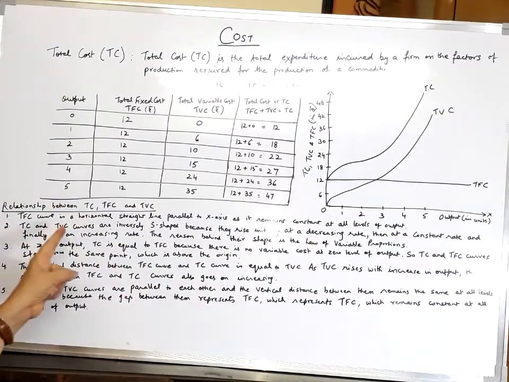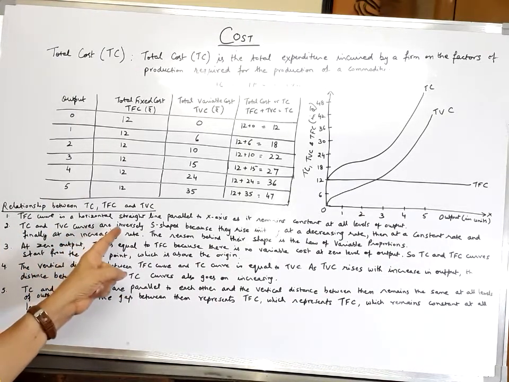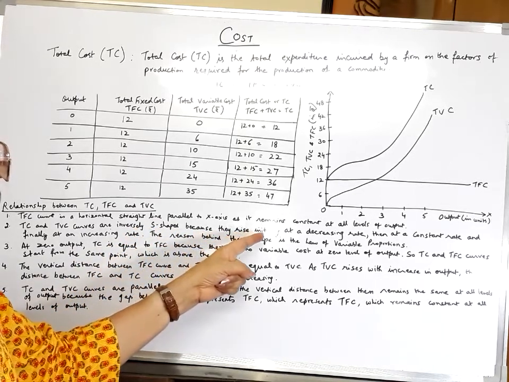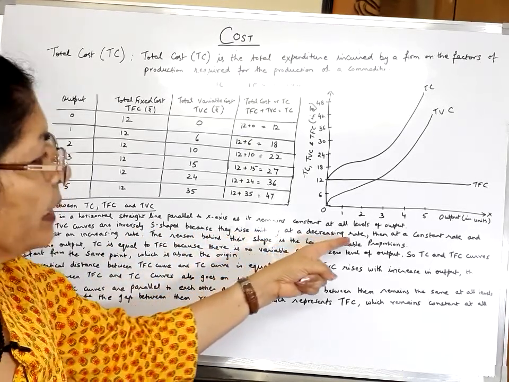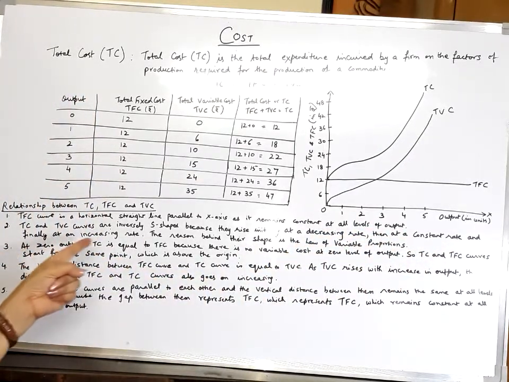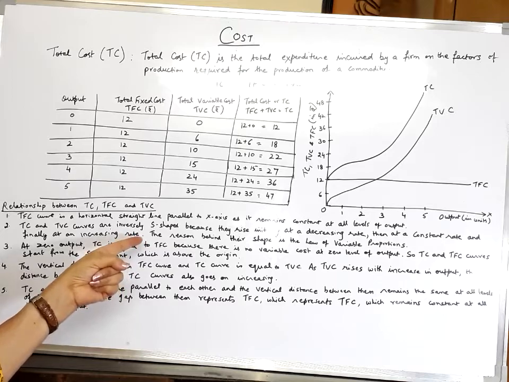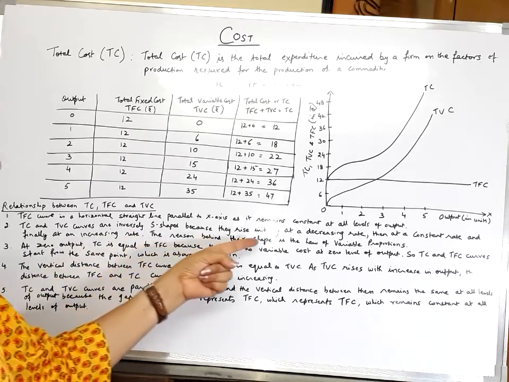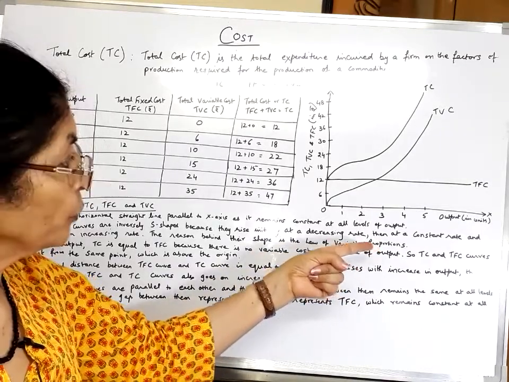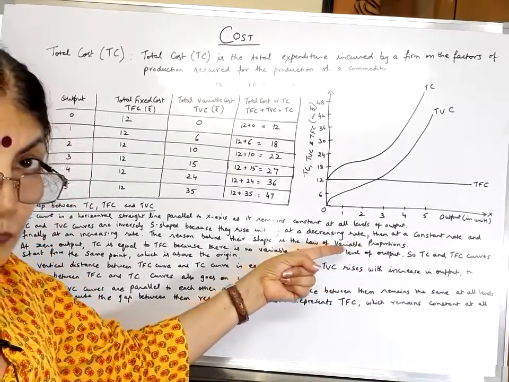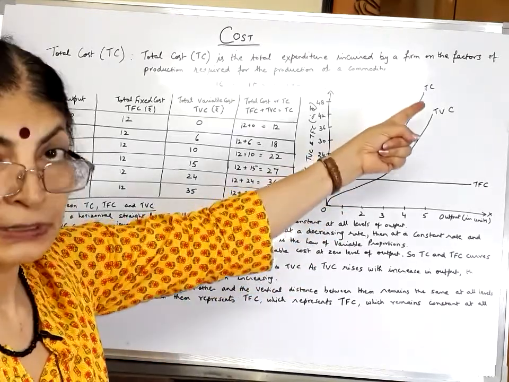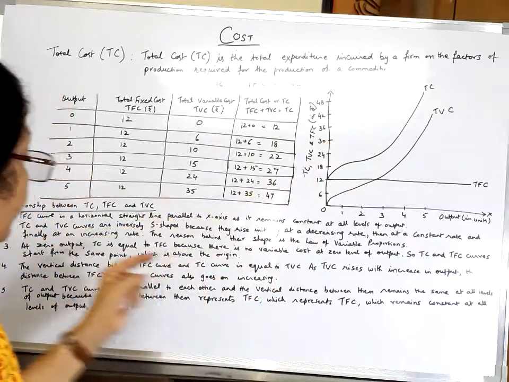Second one, total cost and total variable cost curves are inversely S-shaped because they rise initially at a decreasing rate, then at a constant rate, and then at an increasing rate. That is the reason behind the shape of the law of variable proportions also. So we have already done the law of variable proportions, and this is the application of that law explained with the help of this diagram of the total cost curve.